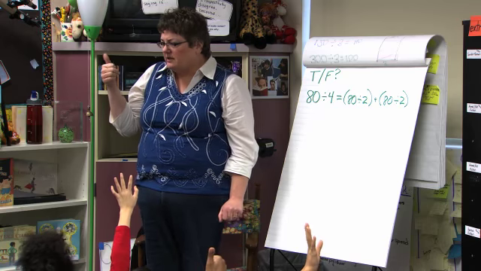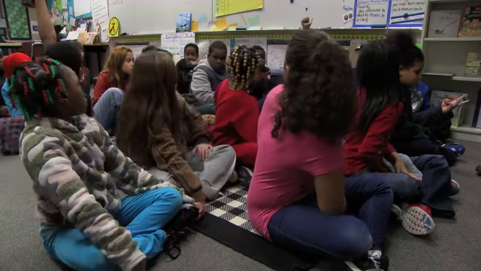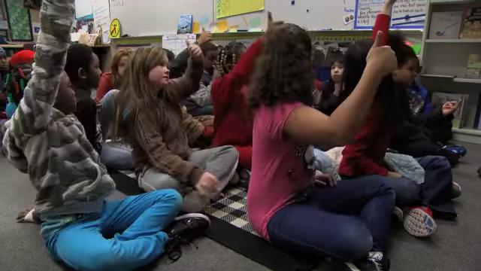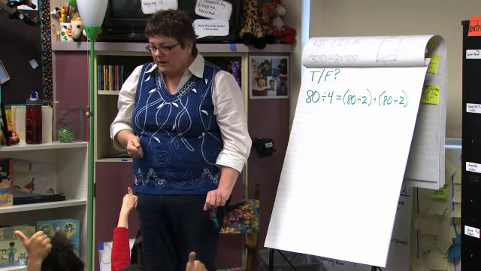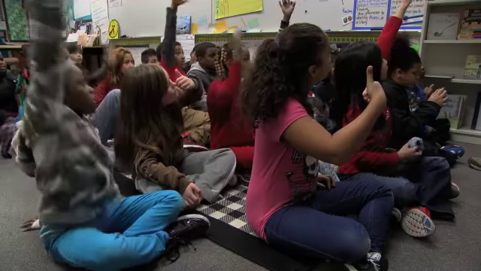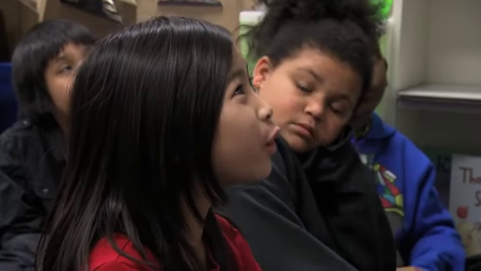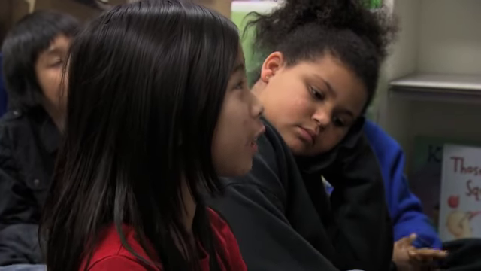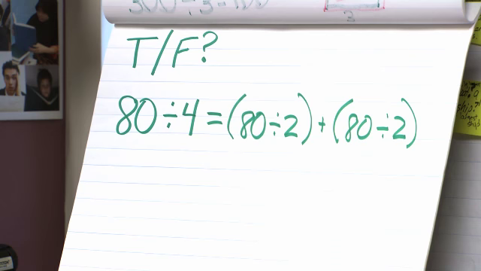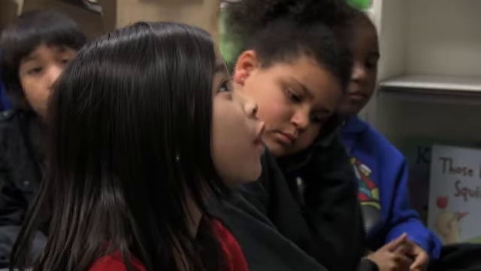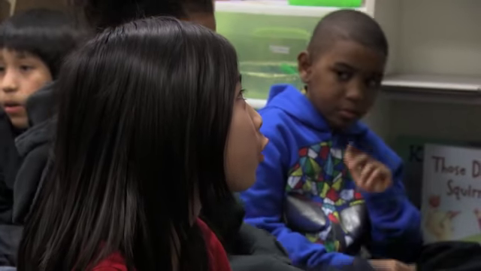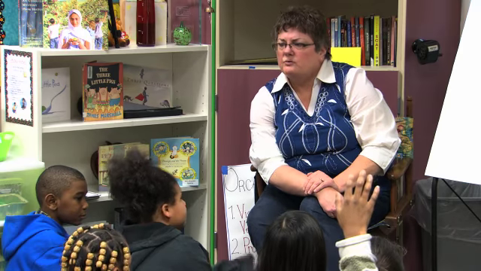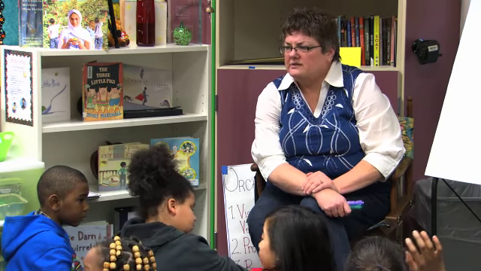Show me a thumb if you think it is true. Show me a thumb if you think it is false. So we have some people that think both ways. So let's take some people who want to support false. Go ahead, Vivian. I think it's false because if you do 80 divided by 2, then you already split it all. You can't do it again because you can't change the divisor. You can only change the dividend. So what do you think, Jason, about what she said? I think she might be right, so I'm starting to think it's false. So you're starting to wonder.